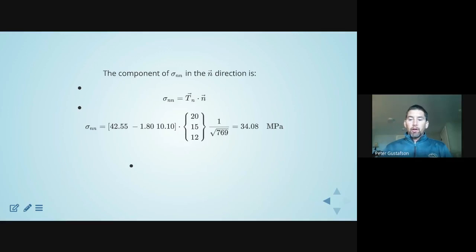So Nicole's asking a question. Nicole asks, is Tn just the traction vector, or does the n mean it has something to do with the normal? The notational scheme that I'm using here is that this is the traction vector associated with the normal n. So T sub n is the traction vector associated with n.